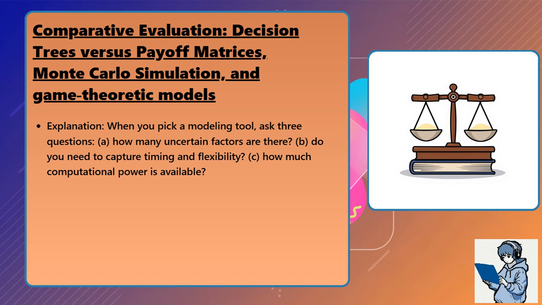Explanation: when you pick a modeling tool, ask 3 questions. A, how many uncertain factors are there? B, do you need to capture timing and flexibility? C, how much computational power is available?